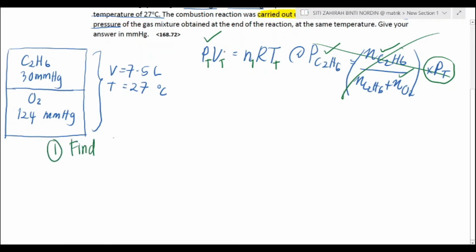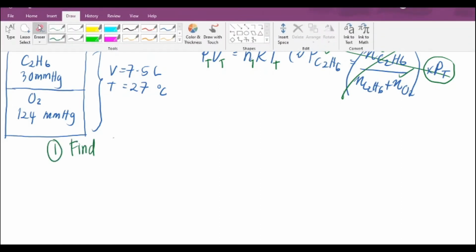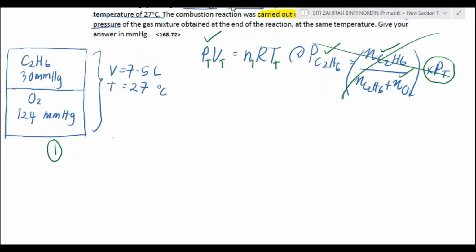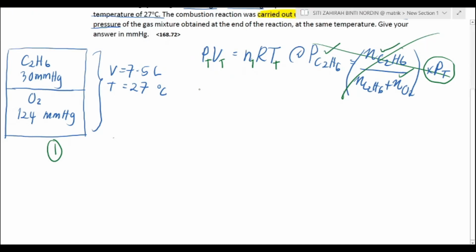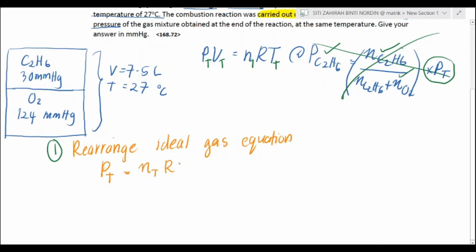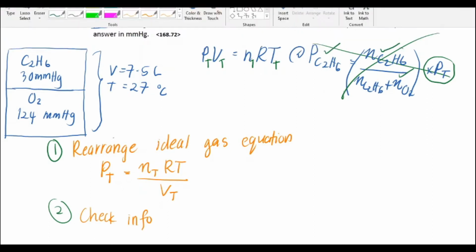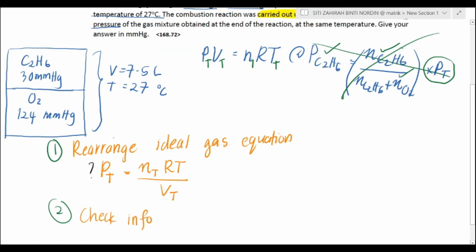So first thing first, check what we have at the ideal gas equation in order for us to find the total pressure. Okay, so first rearrange your ideal gas equation. So we want to find PT, so mole total times RT divided by volume total. Second, check your info. Well, what do we have in this question? Okay, we want to find this. Do we have mole total? No. Do we have R? Yes. The temperature? Yes. Volume? Yes. So the only thing that we need to find is the mole total.